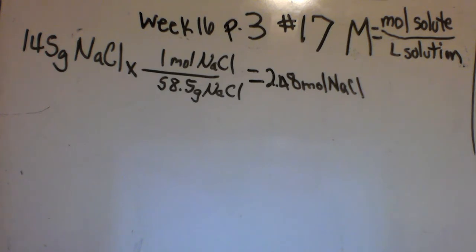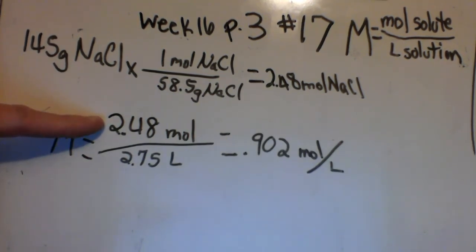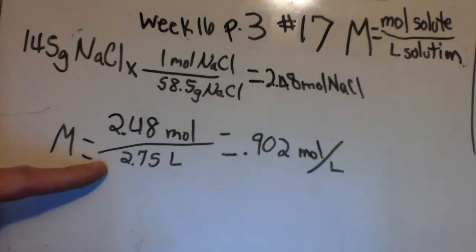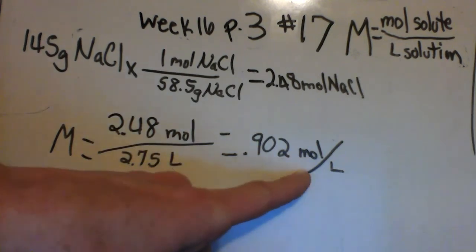Now let's substitute our numbers into the equation. So the molarity of this solution is 2.48 moles of sodium chloride divided by 2.75 liters of solution. Comes out to 0.902 moles per liter.